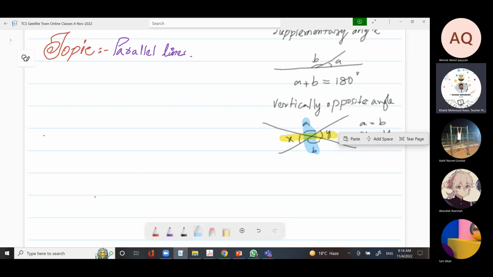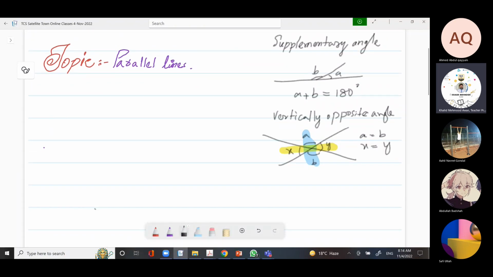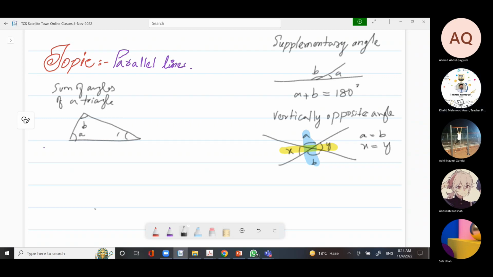Okay. Now we have done vertically opposite angle and we have done supplementary angle. And what about the sum of angles of a triangle? The sum of angles of a triangle is that if we have a triangle and it has angles A, B, and C, you can say that A plus B plus C is equal to 180 degrees.